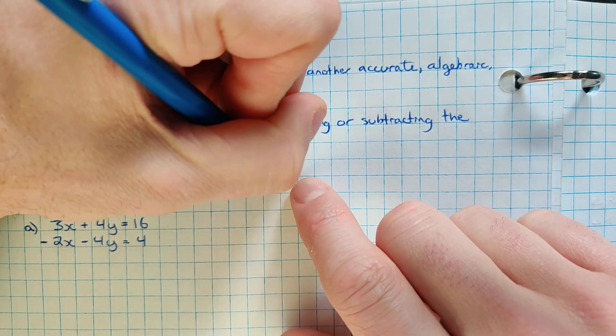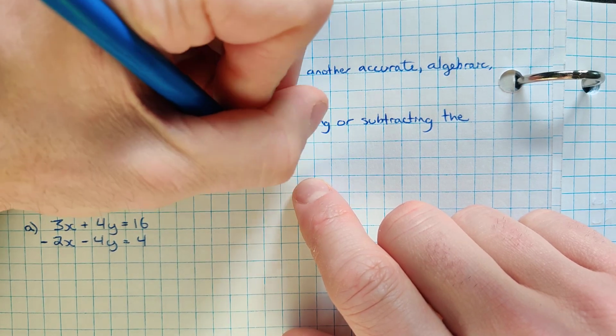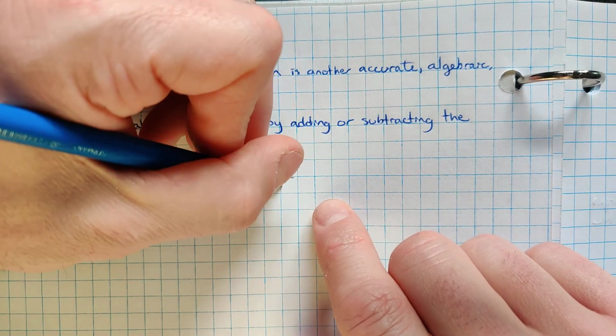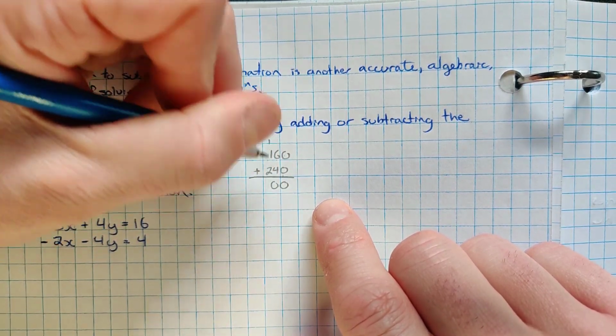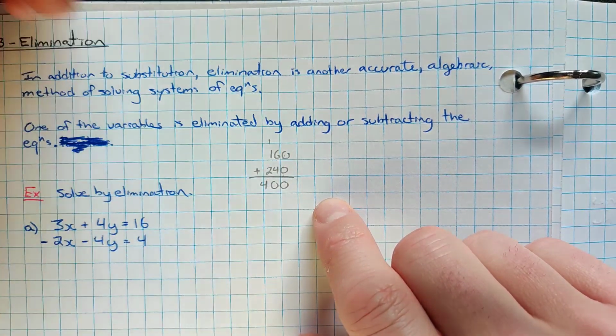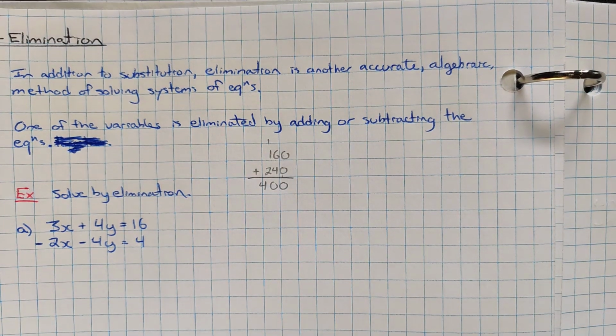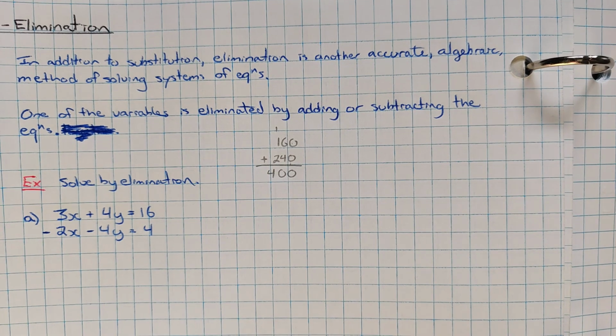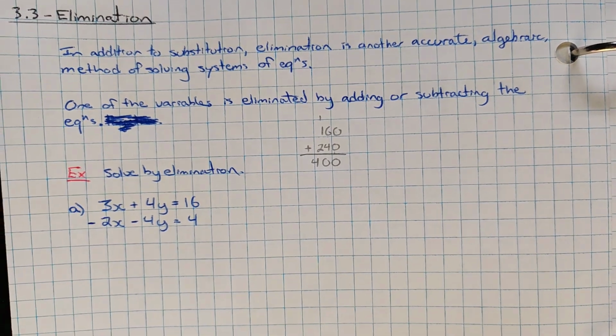If I had 160 plus 240, I'm going to add each of the columns up. 0, 0, carry the 1, and then I'm going to have 400 there. Or subtracting, same idea. We're not going to be borrowing or anything like that. There are situations that will come up where it won't work out nicely, and we'll look at that when we get to part C. But let's take a look at the first two.